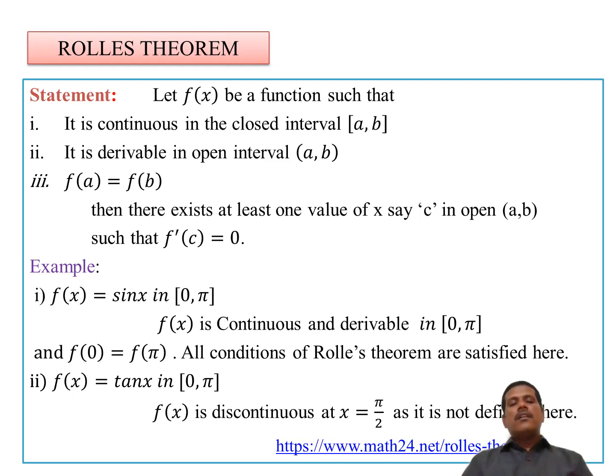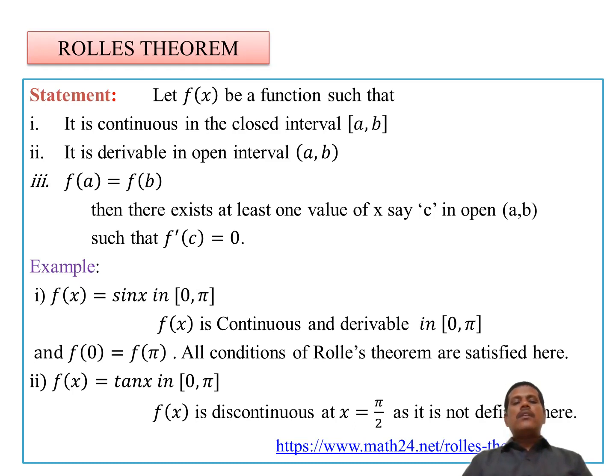The third condition of Rolle's theorem is f of 0 equals f of pi. In this case, f of 0 is sin 0, which equals 0. F of pi is sin pi, which is also 0. So both are equal. F of 0 equals f of pi. Hence, the conditions of Rolle's theorem are satisfied in this case. Then there exists at least one value of x that belongs to the open interval 0 comma pi. Hence, Rolle's theorem is verified for the function sin x.